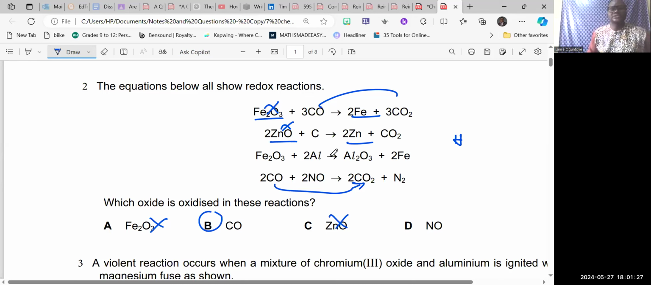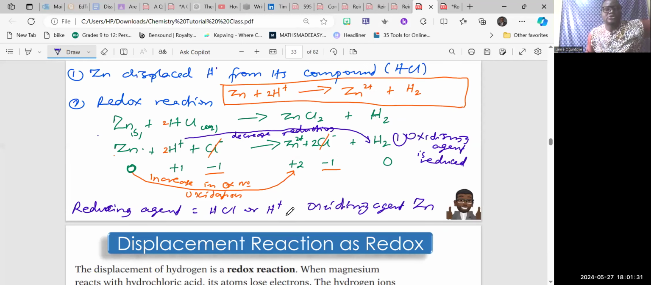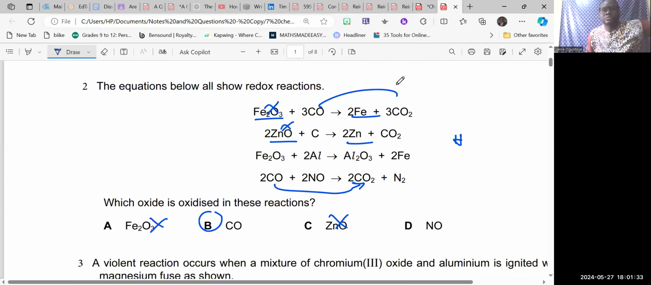Do you get it? Yes, sir. Thank you. Sorry, sir, please may you repeat what you said regarding hydrogen? Yes, I say addition of hydrogen is reduction. When you add hydrogen to a compound, it is reduction. Okay. Removal of hydrogen is oxidation.